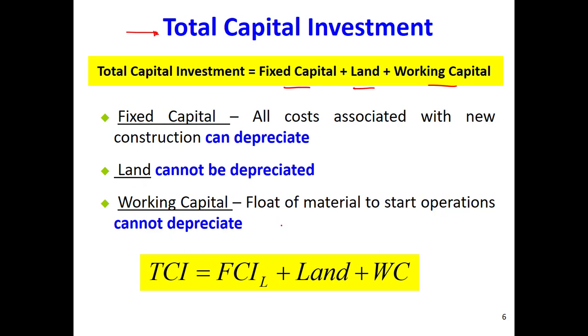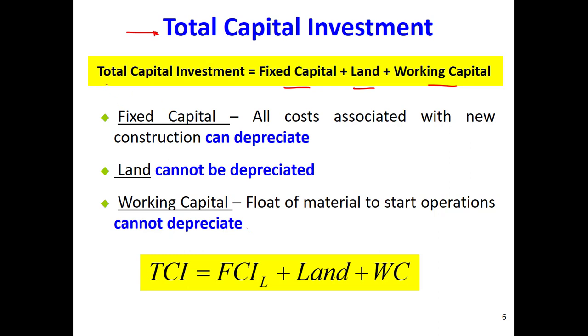Working capital, flow of material to start the operation. And it usually cannot be depreciated. So flow of materials, let's say you need to buy computers, some stationery for the office, some office stuff. Those are the materials that are usually consumable and don't depreciate, or even if they depreciate, the depreciation is not too much.